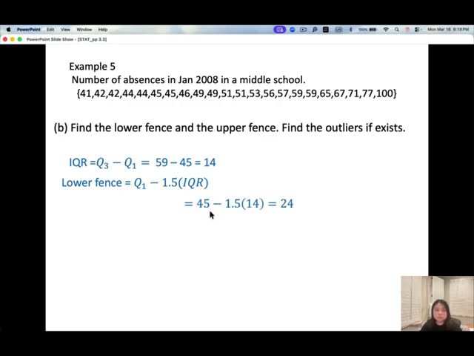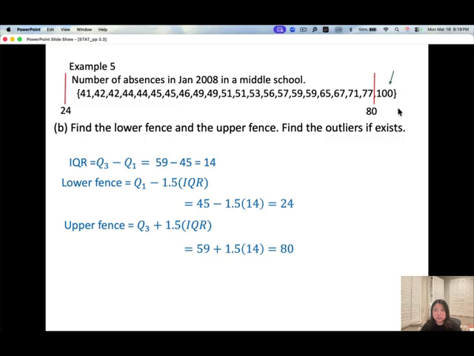Okay, check your work. The upper fence will be Q3 plus 1.5 times IQR. So you should get 80. After you find the lower fence and upper fence, you can find the outlier. So the lower fence is going to be 24, somewhere like here. And then the upper fence will be 80, so it's going to be cutting at this part. So any data less than 24 or greater than 80 will be an outlier. So 100, that will be your outlier.